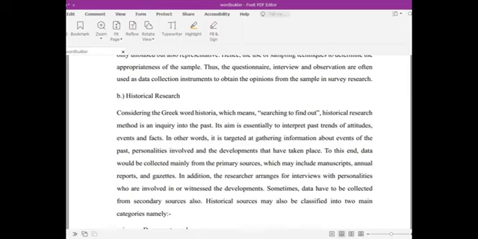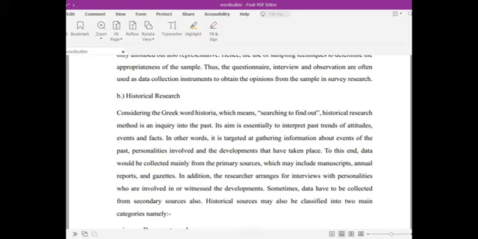In addition, the researcher arranges for interviews with personalities who are involved in or witness the development. Take note of this. It has to be people who were actually involved in the development, people who witnessed it, not information given from hand to hand. The interview has to be done with those personalities that were actually there during the development. Sometimes data have to be collected from secondary sources also, but majorly from the primary sources.